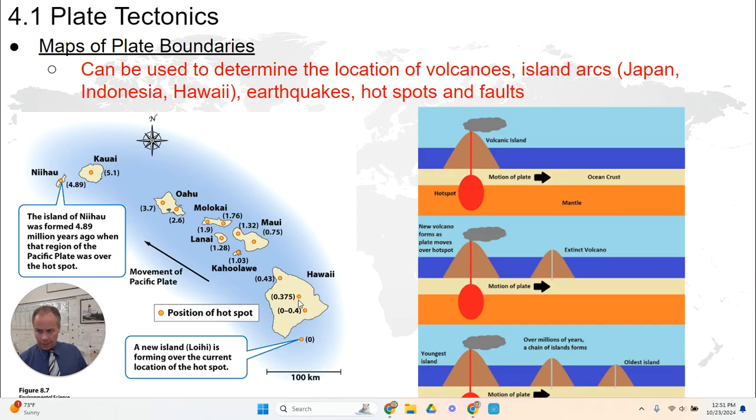It is about 0.4 million years old. And so the oldest islands are up here because this plate has been moving in a northwestern direction. The oldest island here formed almost 5 million years ago when this spot was over the hot spot, but since then it has moved in a northwest direction. So we can tell the speed of movement, and we can tell where these hot spots are by looking at these hot spot island arcs.